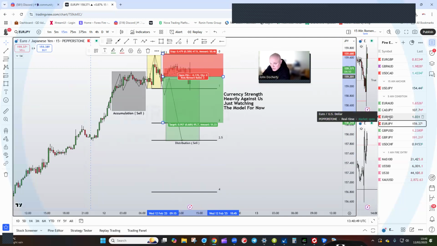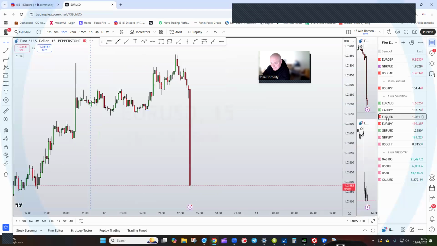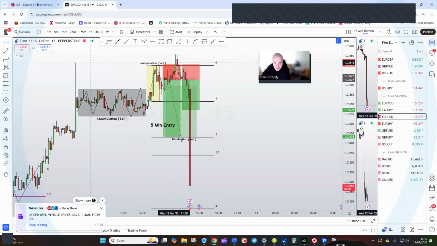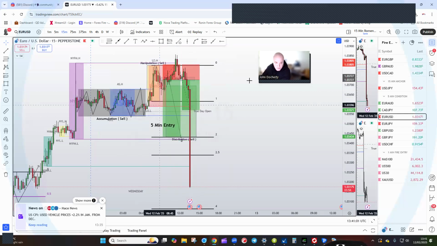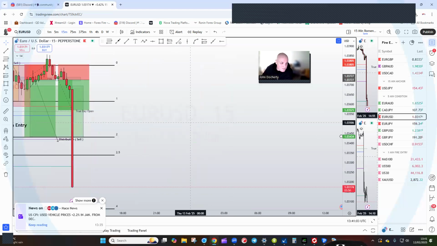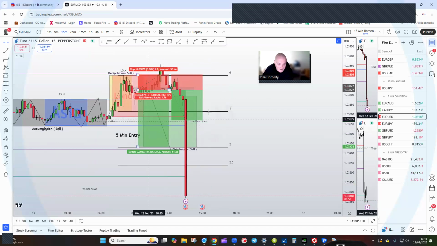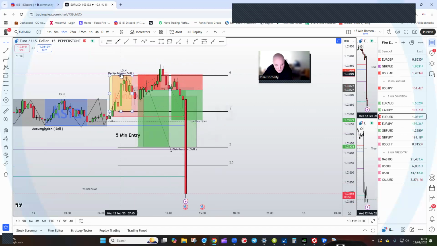We know the Euro USD has been a loser today. Again, because the model was more or less spot on, you know. However, when we're looking at this, we can see in the London session the accumulation, manipulation here, and then the drop. So we got in a little early on that, to be fair.